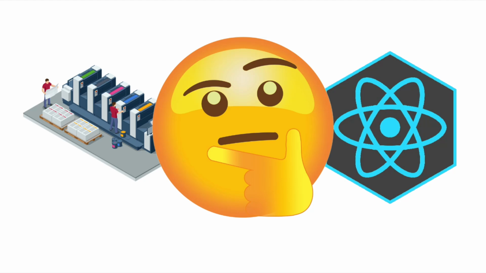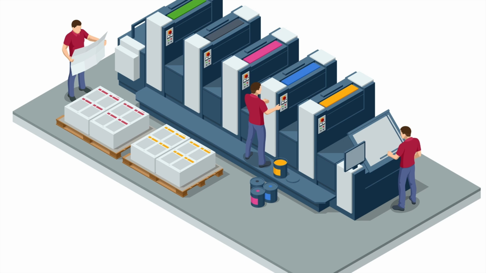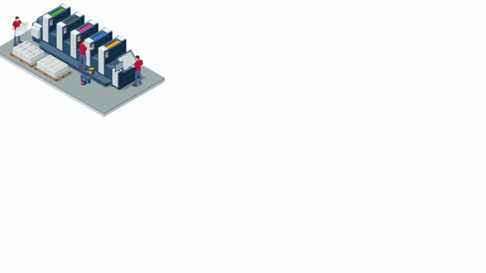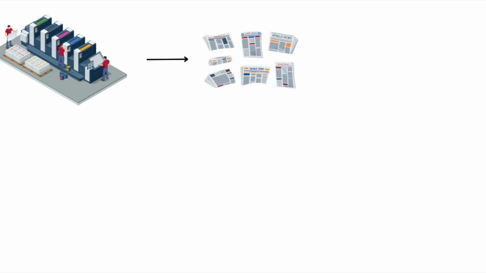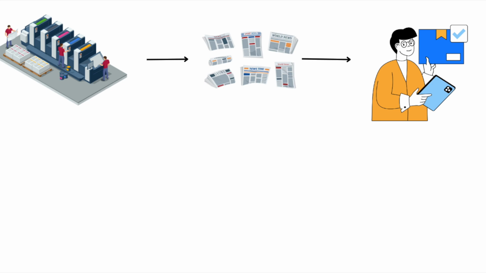In this video, we explore the parallel between a newspaper factory and data management in a React application. Imagine a newspaper factory that receives breaking news, initiates the production of newspaper batches, and then prints and bundles these newspapers. Once the bundles are organized and verified by the manager, they are handed over to the delivery team.